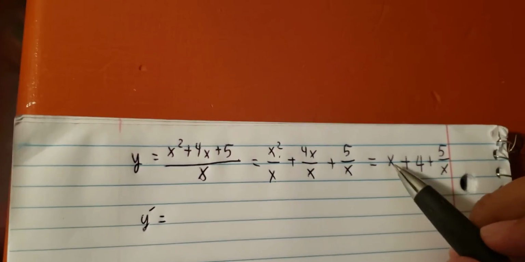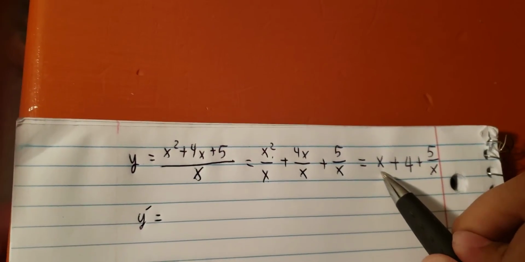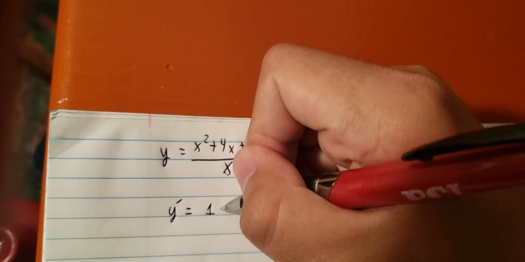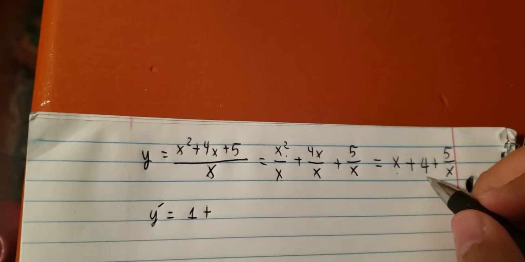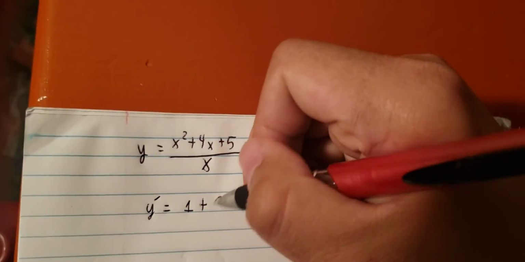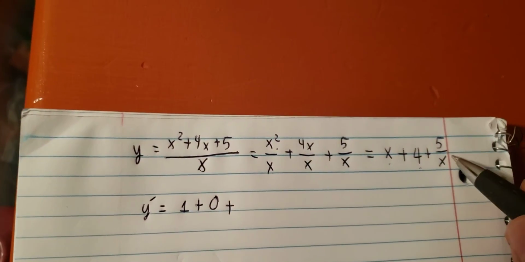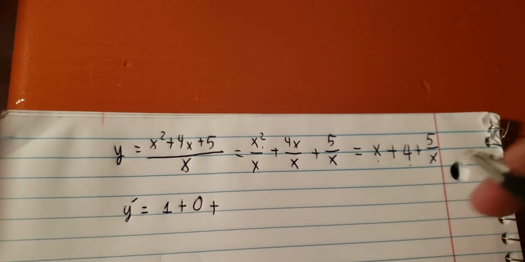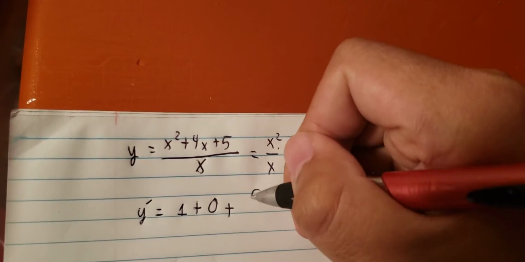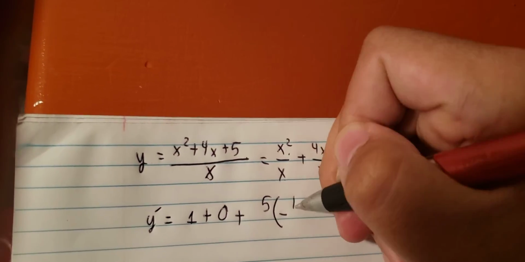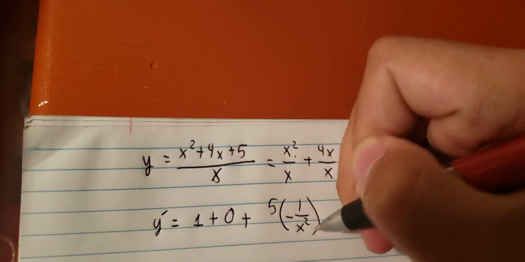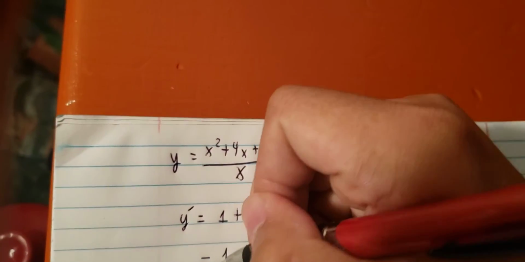Now, we need to find the first derivative. First derivative of s, you get number 1. First derivative of number 4, you get 0. And first derivative of 5 over s, you will get 5 multiplied by negative 1 over s squared. And then we get the final answer.